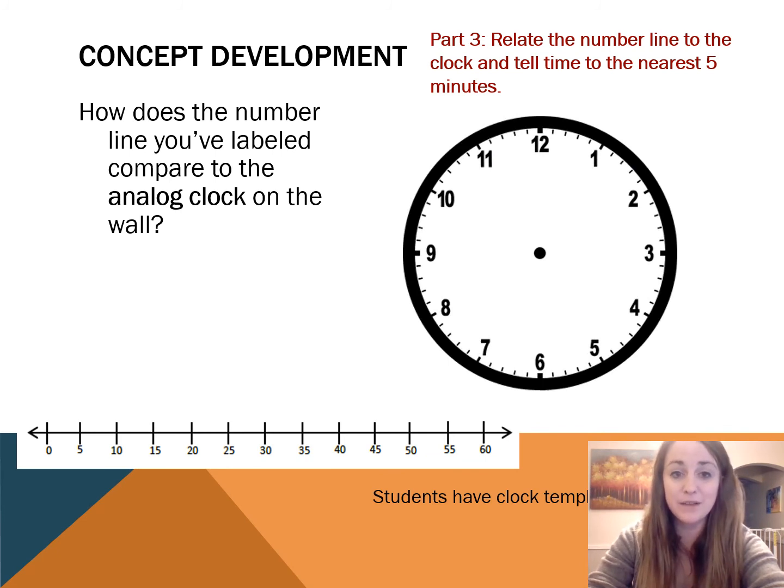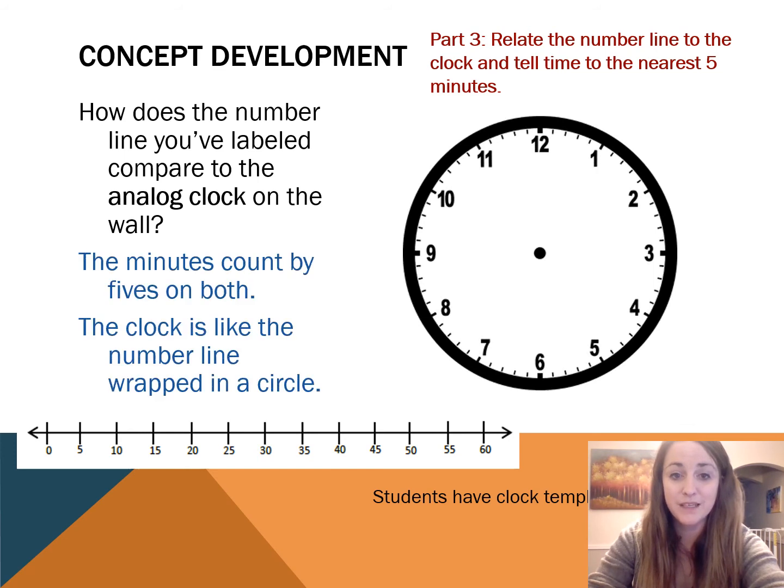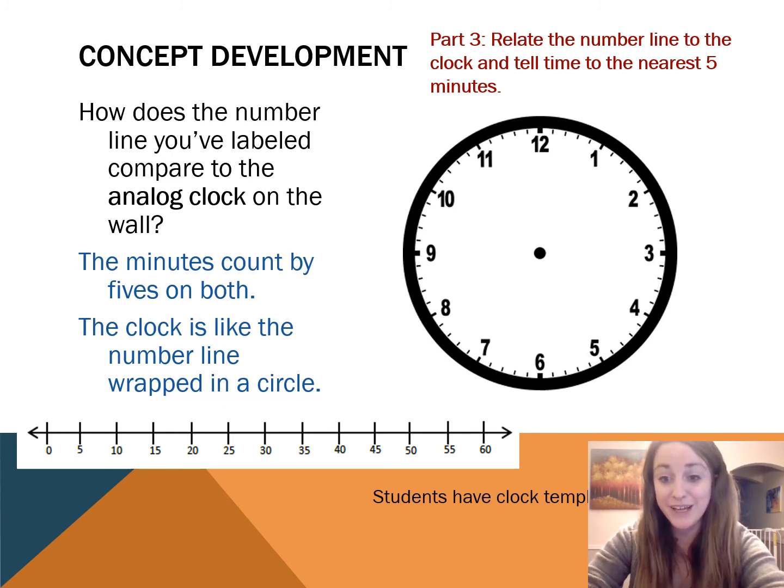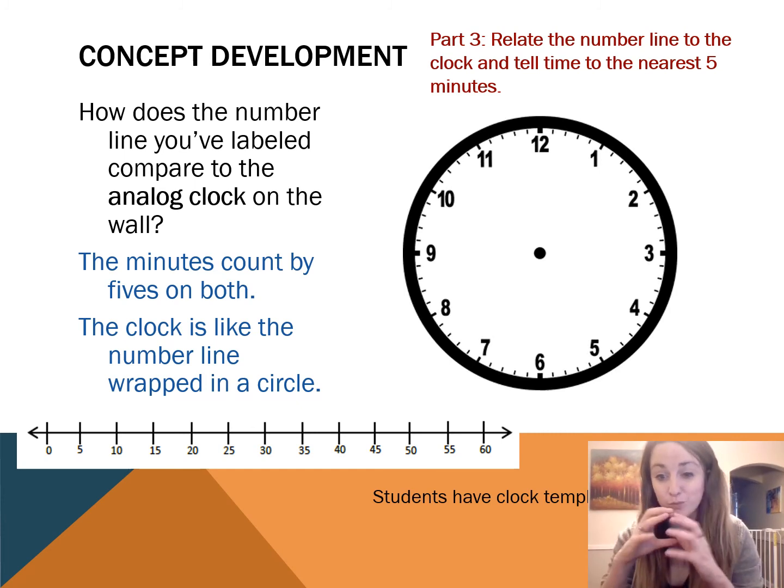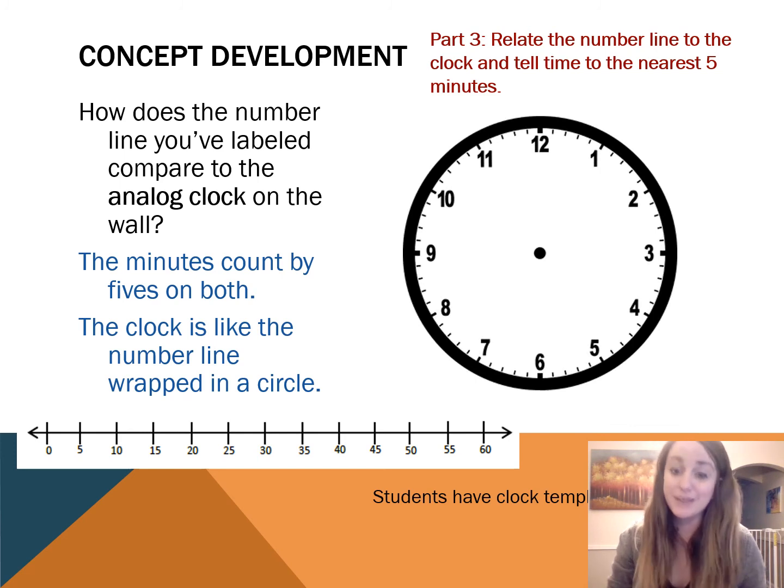Now how does this number line you've labeled compare to the analog clock on the wall? The minutes count by 5s on both of them. The clock is like the number line wrapped in a circle. So we use this number line for time because we're imagining breaking the circle of the clock apart into one straight line. This will make it easier to find how much time happened between times.